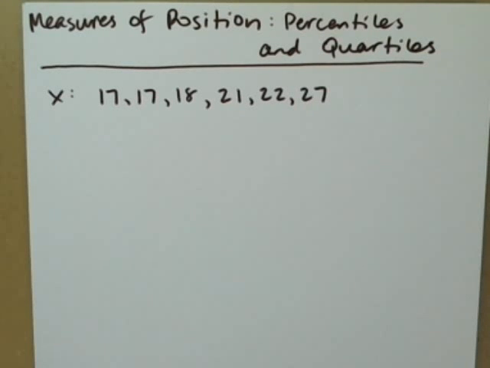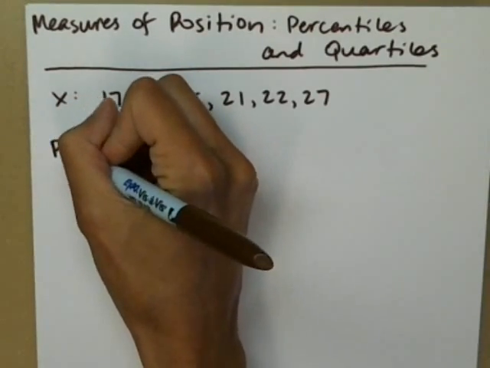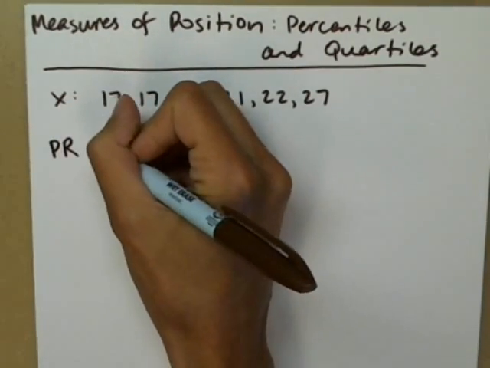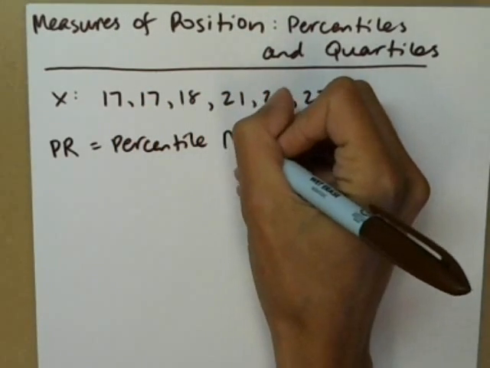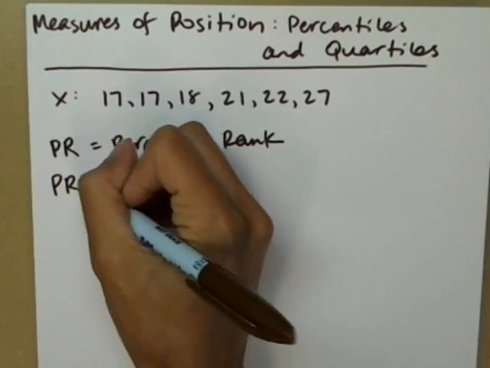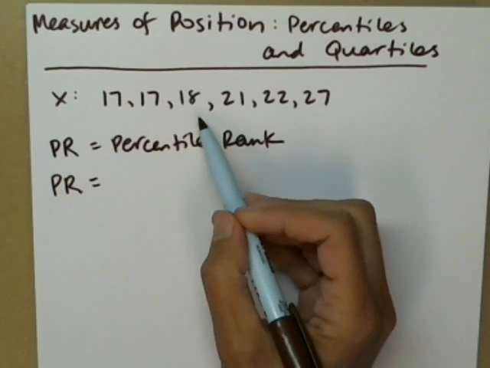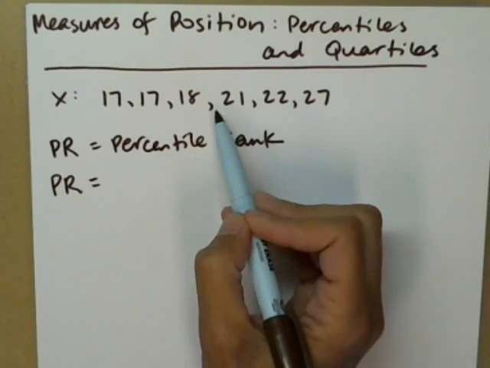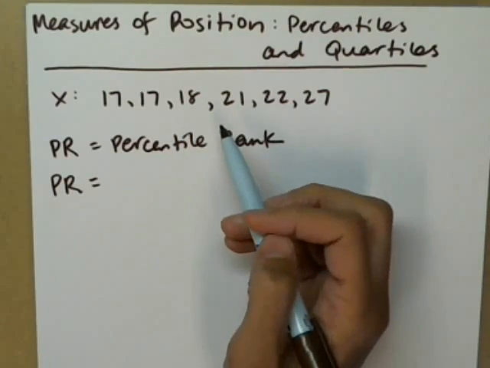In this video, we're going to look both at percentiles and quartiles. Let's go ahead and start with the percentile. We use the notation PR, and this means percentile rank, or just percentile. So when we're figuring out the percentile rank, the idea is to figure out what percentage of these ages are below or at a certain age.